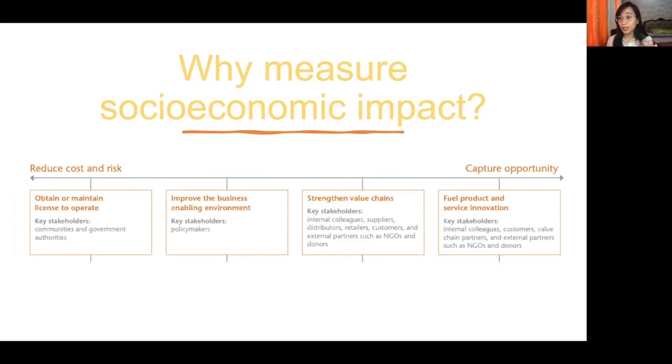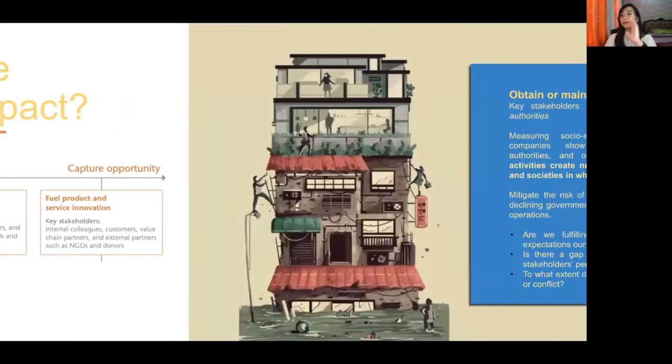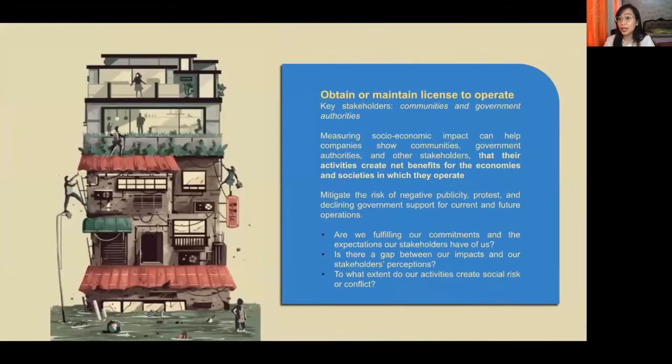So, these are part of the things na kailangan natin i-measure out. So we need to obtain or maintain license to operate. Second is improve the business enabling environment. Third would be strengthen the value chain. And the fourth one would be fuel product and service innovation, that is under capturing opportunities. Okay. Now, one by one, kailangan natin siyang intindihin kung paano ngayon natin siya or paano siya nakaka-affect dun sa overall economy or paano kayo naapektuhan or paano natin naapektuhan yung mga communities na kinagagalawan ng mismong negosyo.